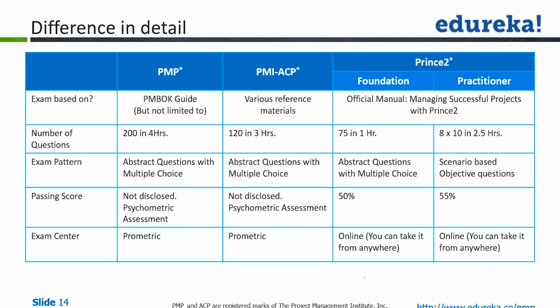The number of questions that you get in this examination is, for PMP, 200 multiple choice questions, which you need to complete in 4 hours. For PMI-ACP there would be 120 multiple choice questions in 3 hours. For Prince2 Foundation and Practitioner, for Foundation it will be 75 questions in 1 hour, and for Practitioner they would be divided into 8 different sections.